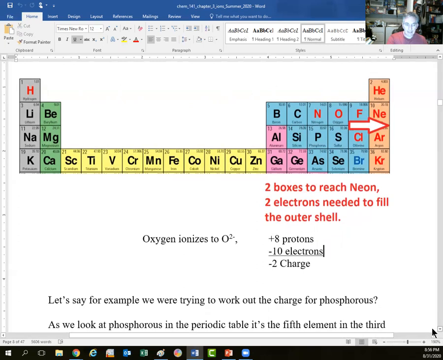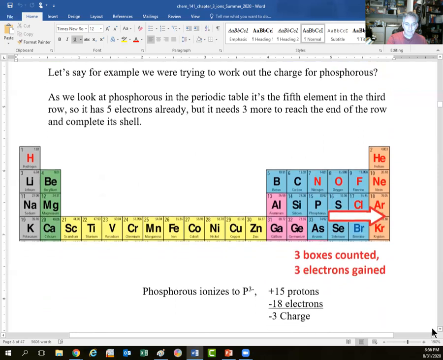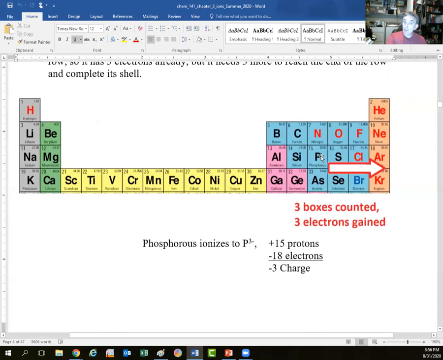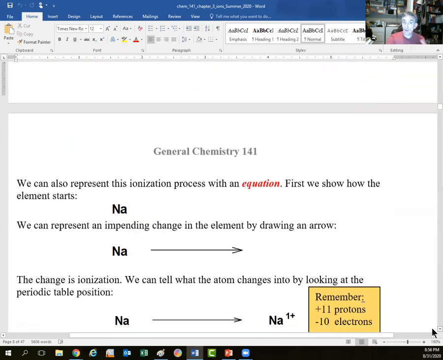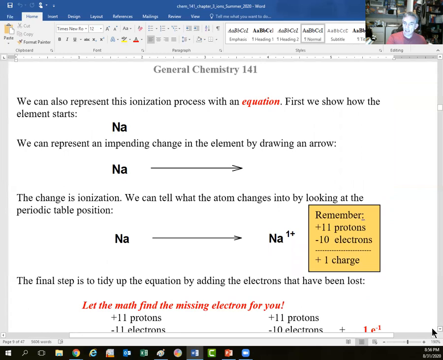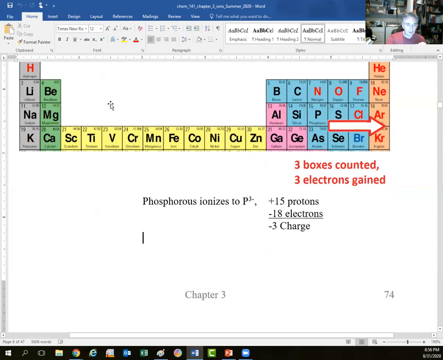Looking at phosphorus down below. Same tactics, there we are. It's a non-metal, so it wants to reach the end of its row. We need to count 1, 2, 3 more boxes. That's 3 extra electrons, a total of 18, like argon. So a -3 charge. So we can use the position of the element in the table, metal or non-metal, to recognize the electrical charge in most cases. One exception to this is the transition metals in the middle of the table, but we'll talk about them another day, either Wednesday or Friday this week.